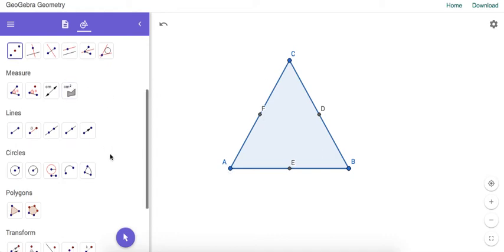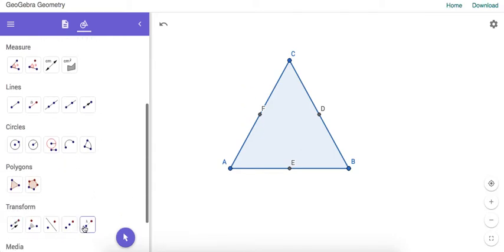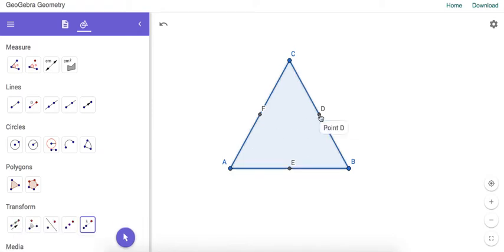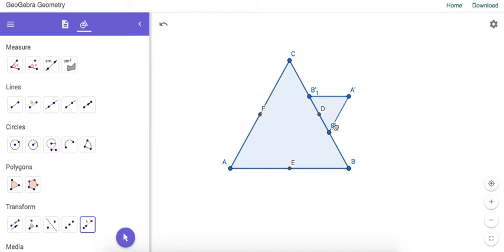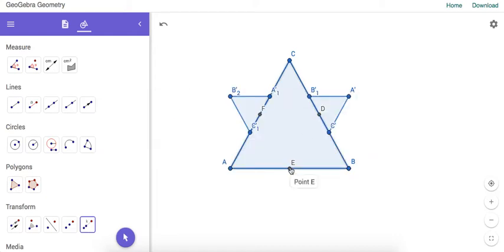And then I will choose the dilation tool down here. Maybe going the wrong way. There we go. The dilation tool. And I'm going to dilate this figure about point D, and I'm going to make it 1/3 of the size. So what's going to happen here is each side length is now 1/3 of the size that it was. It dilated about point D, and because I did negative, it also reflected or rotated 180 degrees around point D. And I'm going to do that about point F and about point E as well.